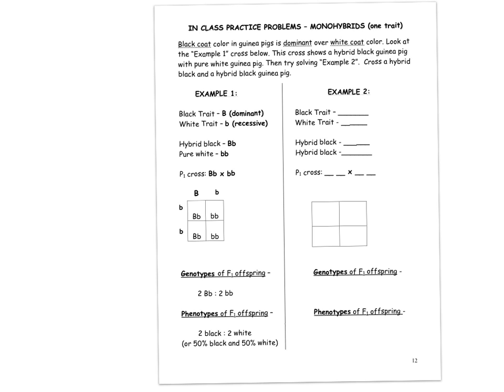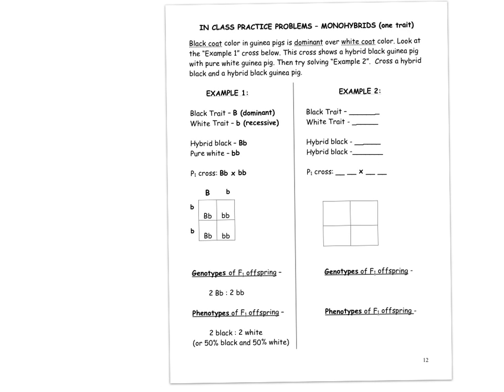A black coat color of guinea pigs is dominant over white coat color. Look at the example one across below. So here's the black trait, big B, and you have white coats, little b. So the black trait is going to have a big B, and it could be big B what? Well, it could be big B, big B, or big B, little b. We're not sure. If you have a white trait, it's little b, right? Hybrid black, a hybrid meaning heterozygous, would be big B, little b, and another hybrid black would be big B, little b.